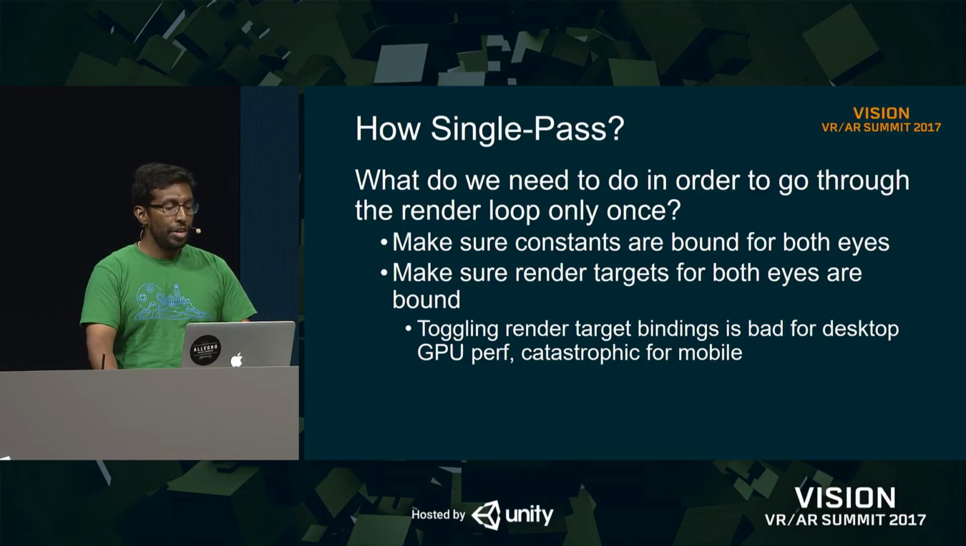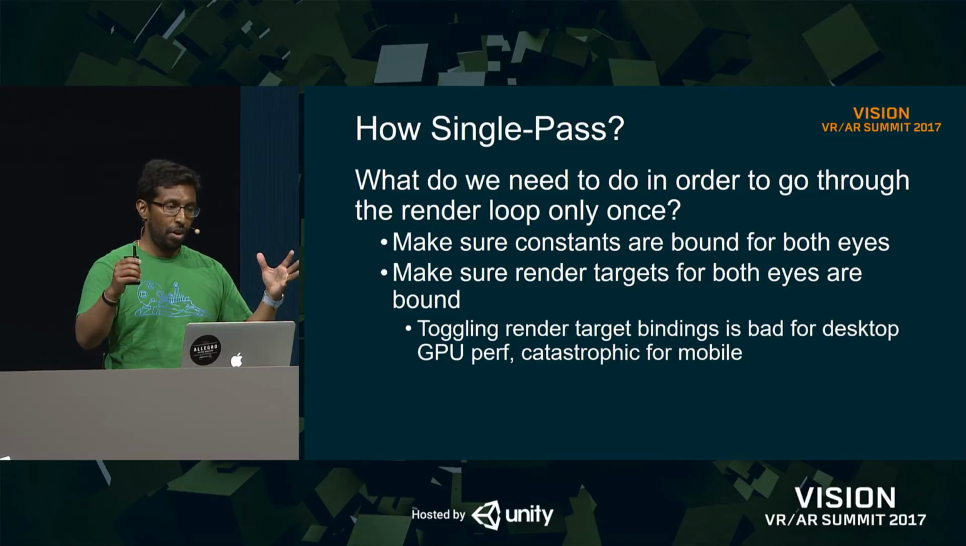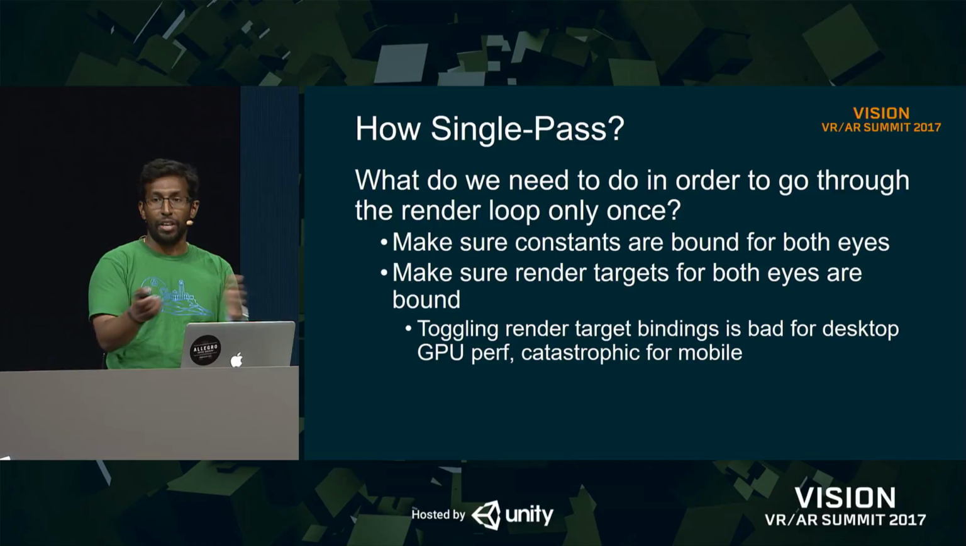So what do we need to do to make sure that we're going through the render loop only once? Most importantly, we need to make sure all our constants are bound for both eyes. Under the hood in the engine, it's setting up all the view-dependent constants into a shared constant buffer, and then the draws, the shaders themselves, will index into these constant buffers.